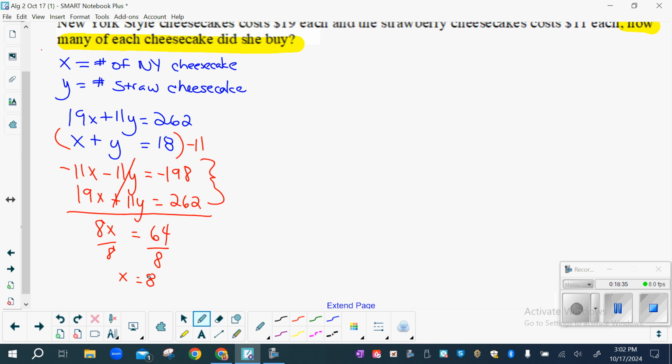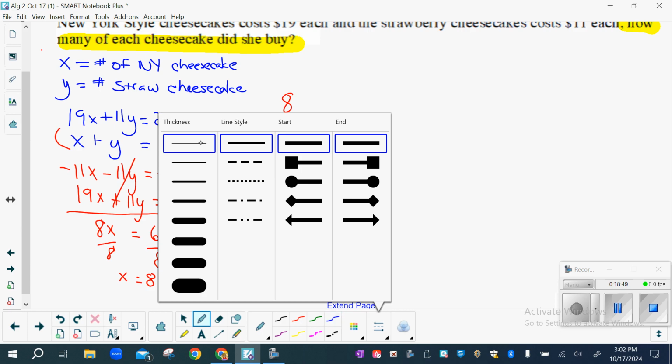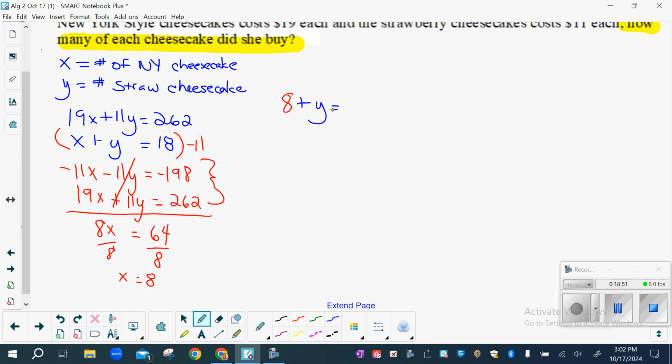So now we can use either equation. Which is the easier one to use? First one or the second one? The second one. So you can use either one, but the second one I agree is easier. So 8 plus y is equal to 18. So you might even be able to do that in your head. Subtract 8. So y is 10.